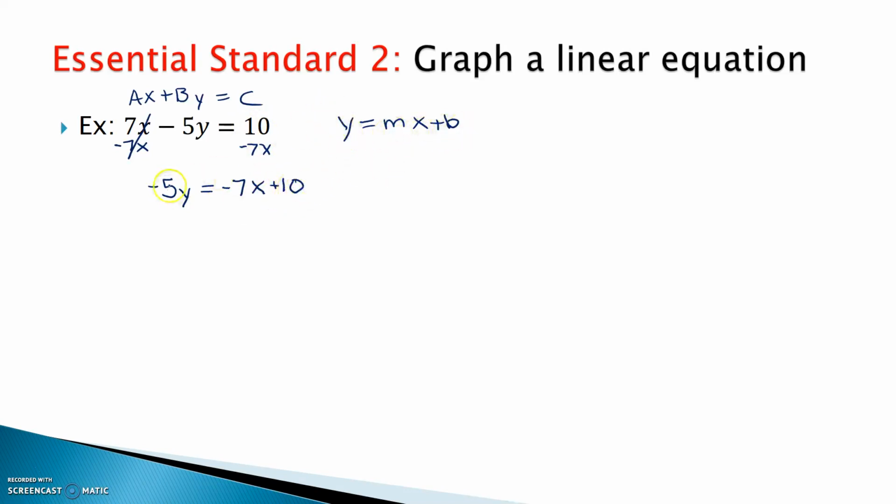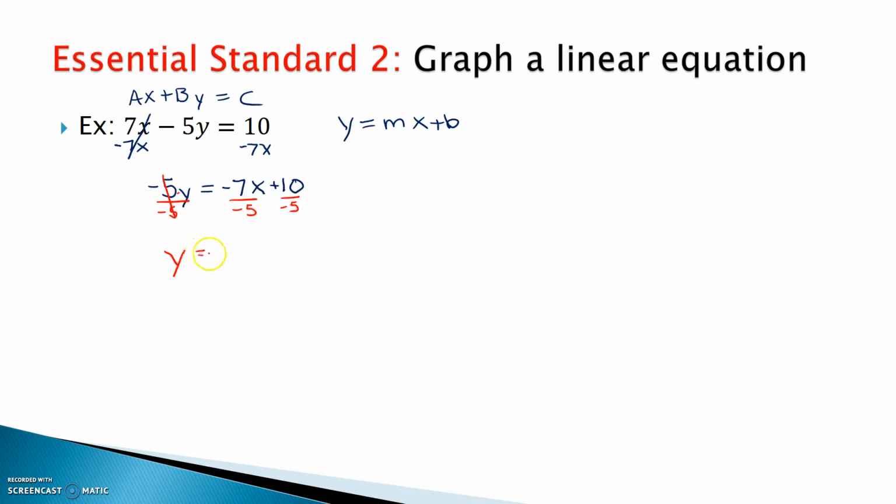Notice I'm getting that mx plus b, almost there. I have a number in front of the y here. It's a negative 5. How the heck am I going to get rid of that negative 5? If you remember, well, I have to divide. Since I'm multiplying, I divide everything by a negative 5. Divide everything by a negative 5. I end up with y. Of course, these guys cancel out.